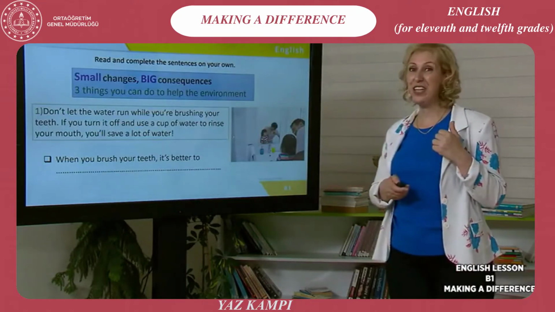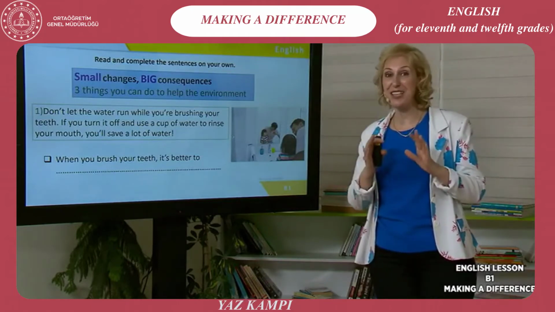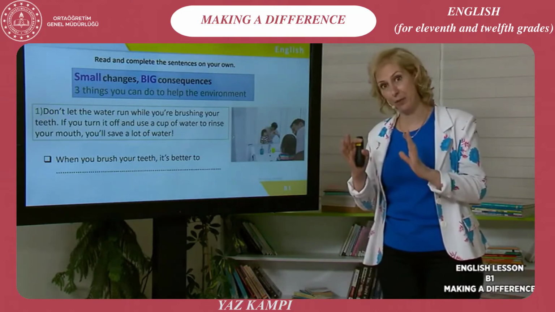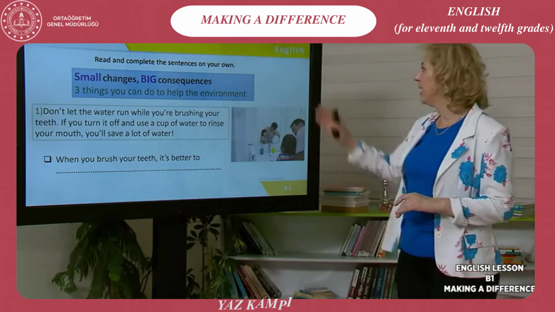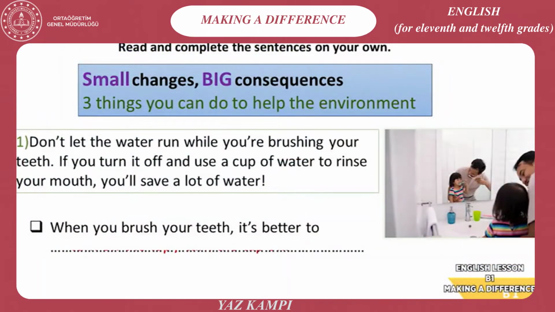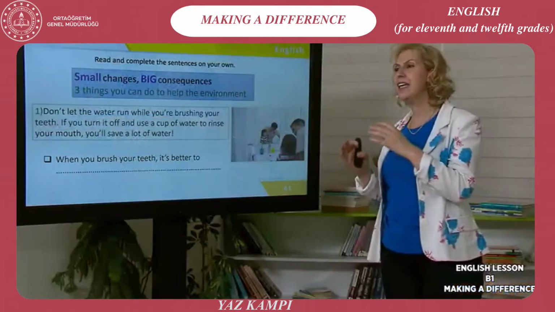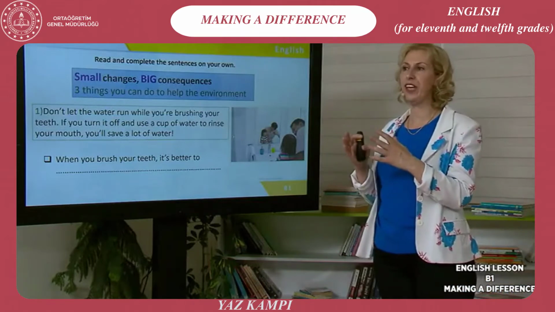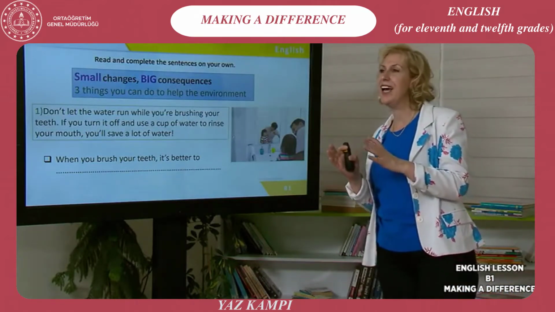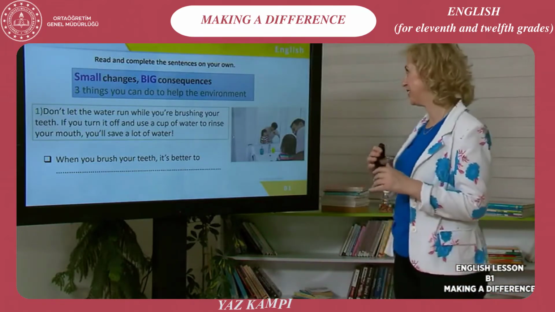Now, we are going to see a text. First, let's try to find the type of the text, okay? Small changes, big consequences. 3 things you can do to help the environment. Yes, what type of text do you think? Yes, it is an informative leaflet.